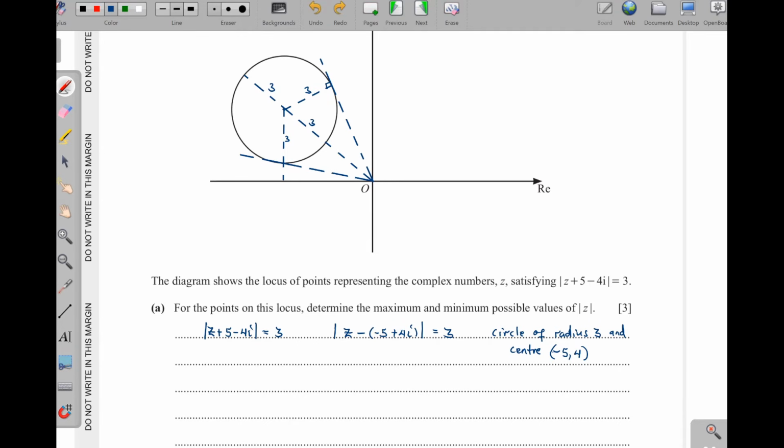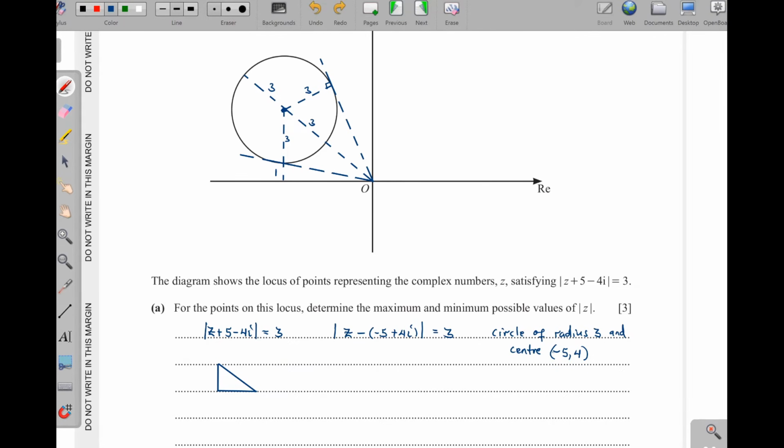Now, we have a triangle here. There is what we have to do here. If the center here is 3 units, that means from here up to here is 3. That means from here up to here is what? 1 unit. Are we there? This one here is 1 unit. Okay. And what's the center? The center is negative 5, 4.